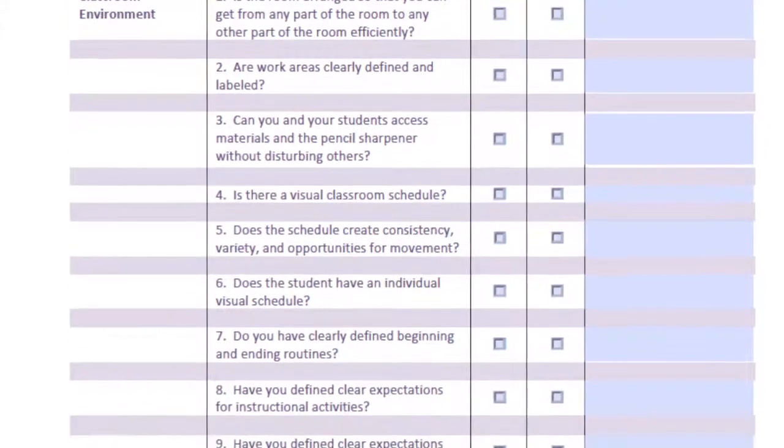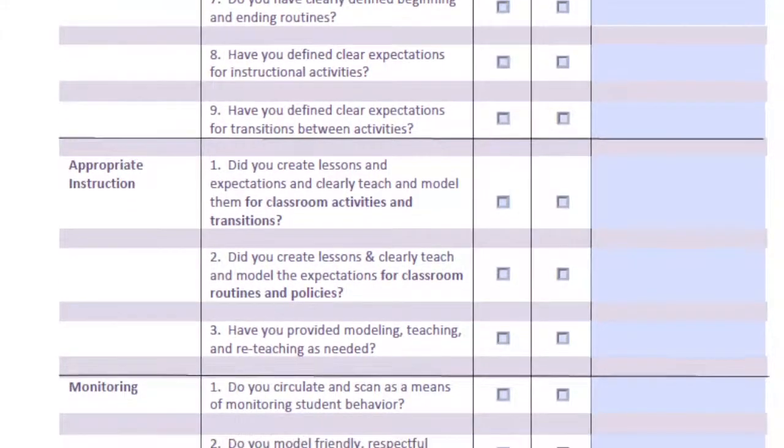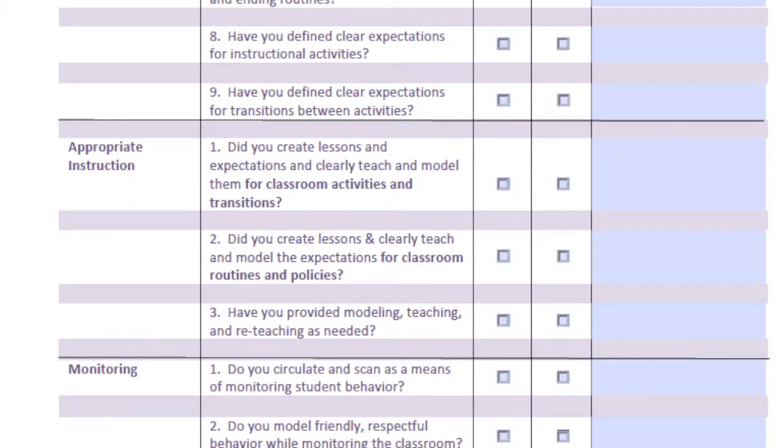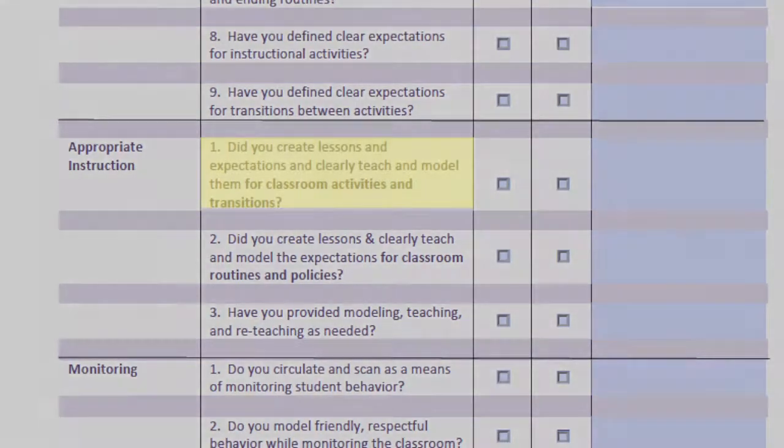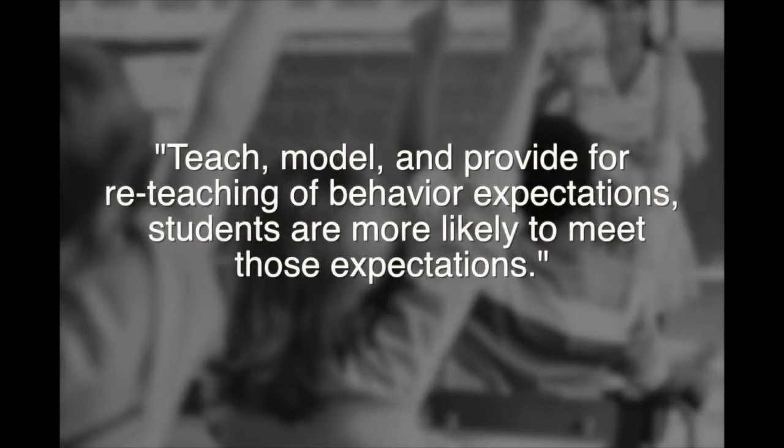Let's look at our second variable, appropriate instruction. Number 1 asks, did you create lessons and expectations and clearly teach and model the expectations for classroom activities and transitions? The research is clear that as teachers actively teach, model, and provide for reteaching of behavior expectations, students are more likely to meet those expectations.